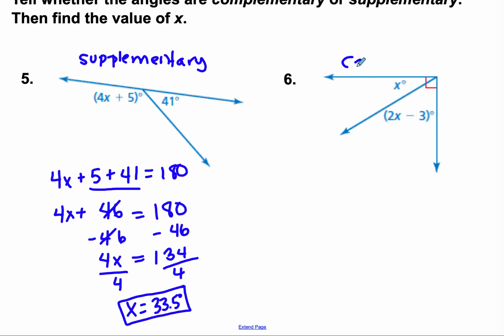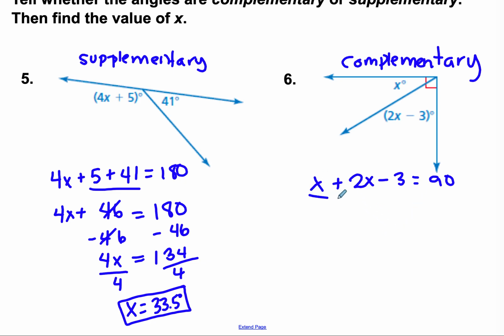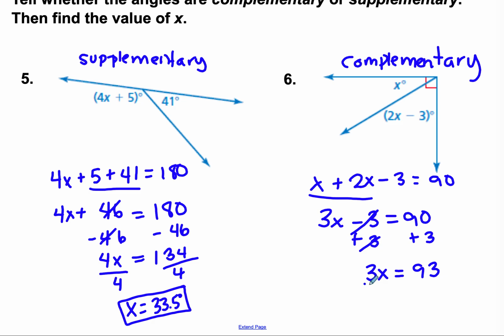Number 6 forms a right angle. I can see that little square in the corner, so these are complementary. That means my equation is going to equal 90. x plus 2x minus 3 equals 90. Got to combine my like terms that are on the same side of the equation. So I have 3x minus 3 equals 90. I'm going to get rid of the minus 3 by adding 3. So I have 3x equals 93. And then I get rid of that times 3 by dividing by 3. I get x equals 31 degrees.